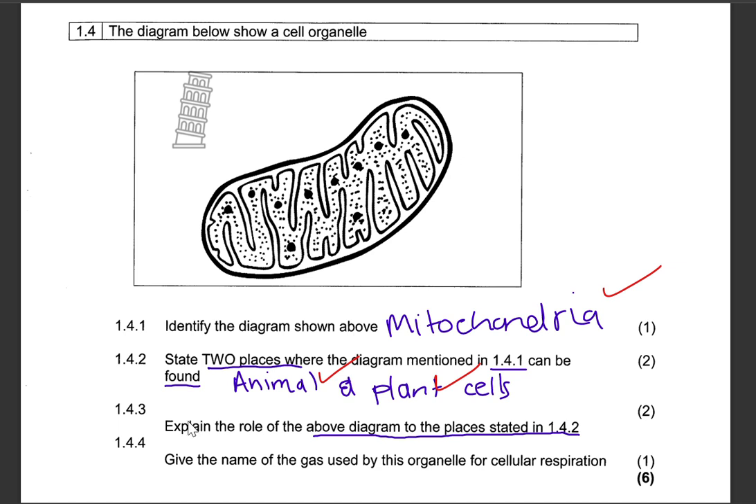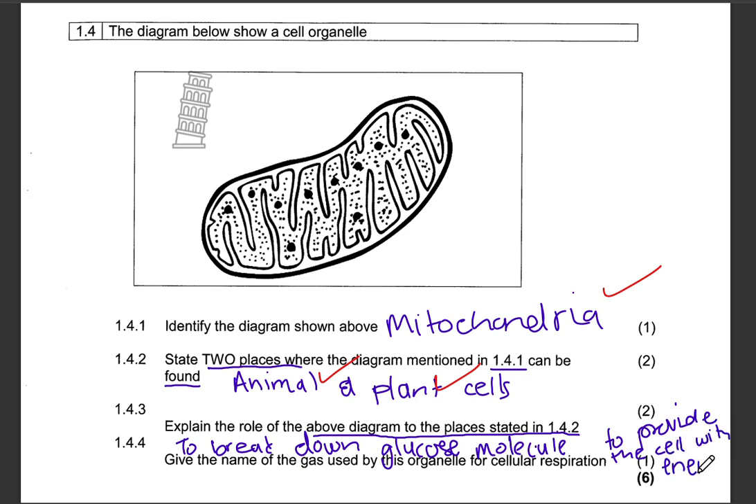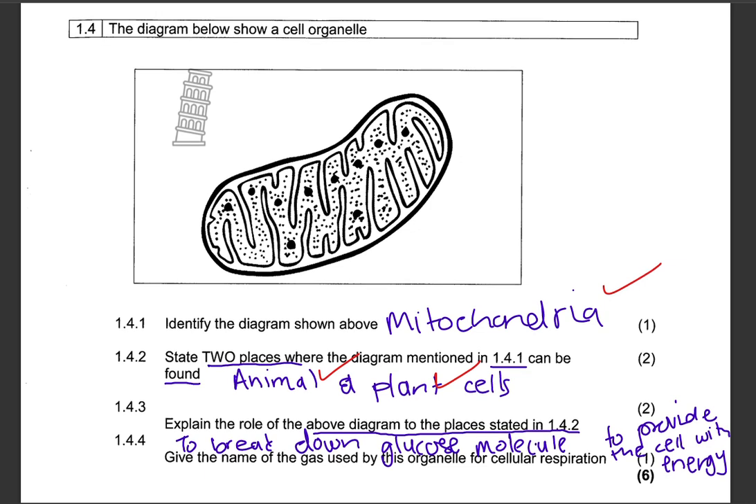So the role of the above diagram is to break down glucose molecule in the presence of oxygen to provide the cell with energy. So that's when we'll have oxygen reacting with glucose to produce energy, which is the main product of cellular respiration. And also water and carbon dioxide will be produced.